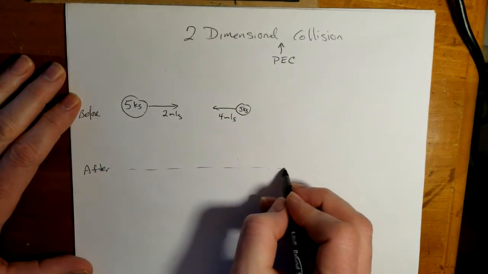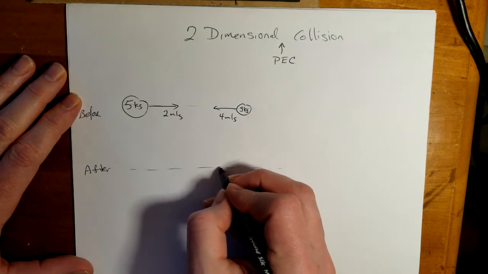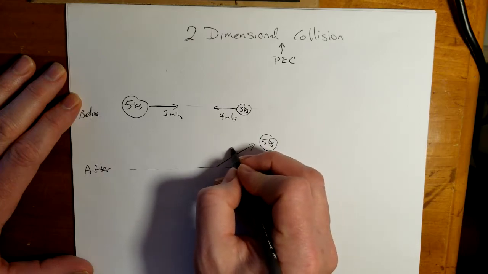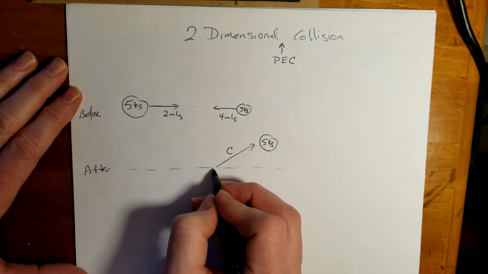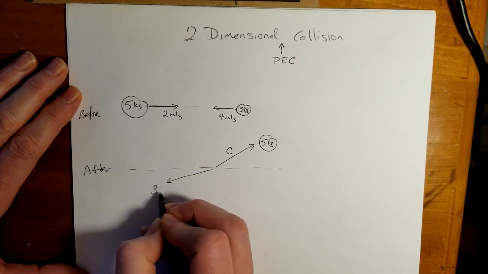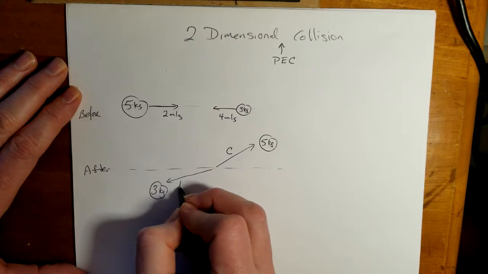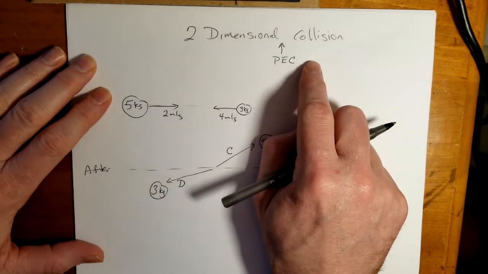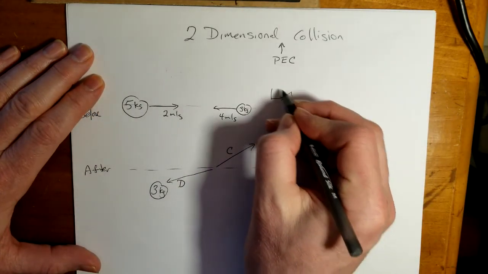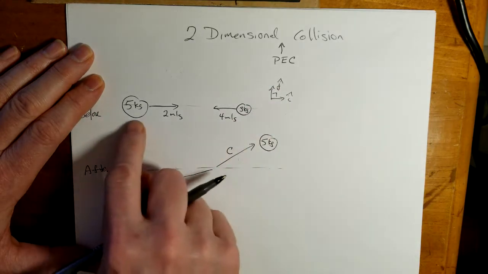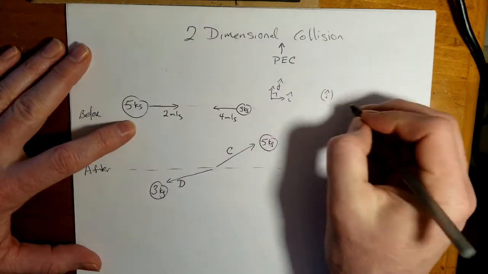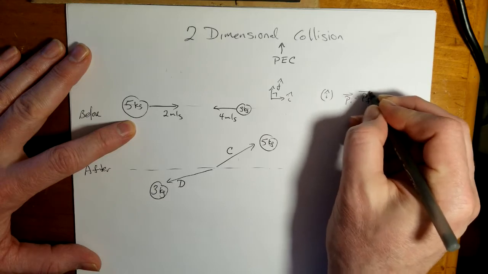If this is the line upon which they were originally traveling, after the collision, the 5 kilogram mass is traveling this way at some speed c, and the 3 kilogram mass will be traveling this way at some speed of d. So it's a collision. Momentum is conserved, but I have two dimensions here. If we set up i hat, j hat, it'll be conserved in the i hat direction and the j hat direction. So in the i hat direction, P initial equals P final.